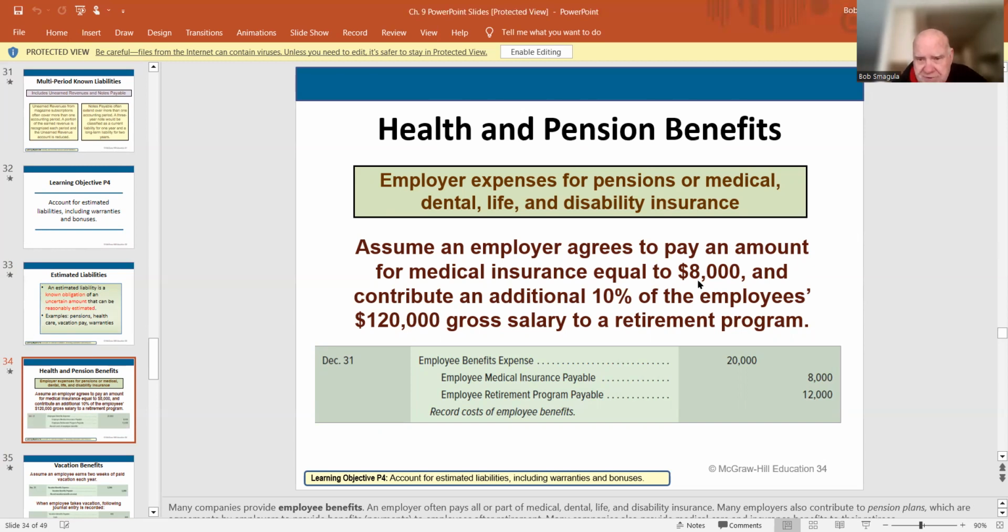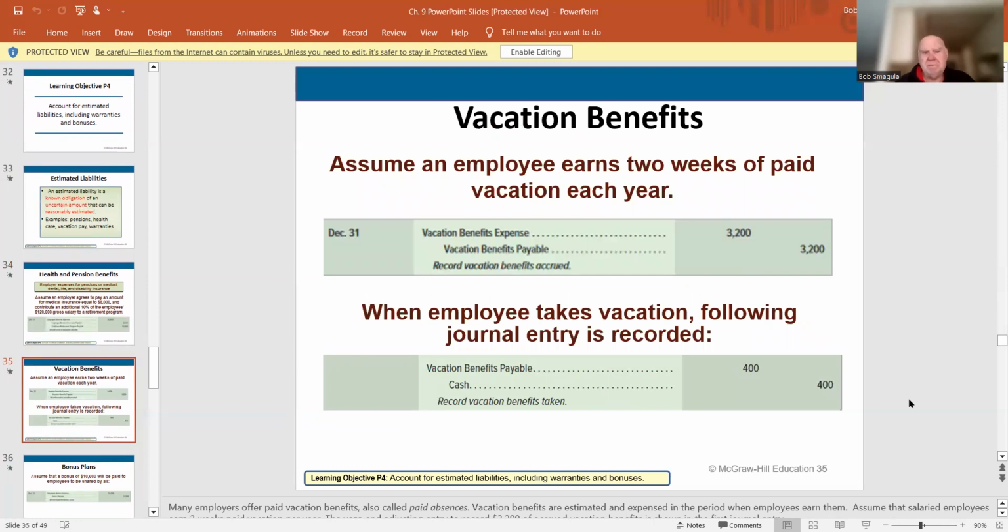So the employee has $8,000 of medical insurance expense and 10% of 120,000 is $12,000. So there's your $20,000 expense, $8,000 plus $12,000. The employee medical insurance payable is $8,000 and the retirement payable is $12,000. That is something of an estimate. You may not know exactly how much the employee is going to be making in terms of overtime or something.